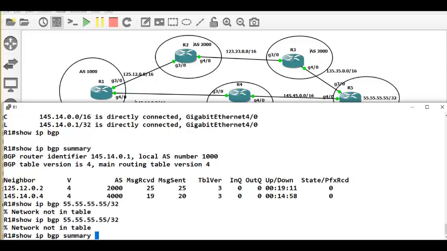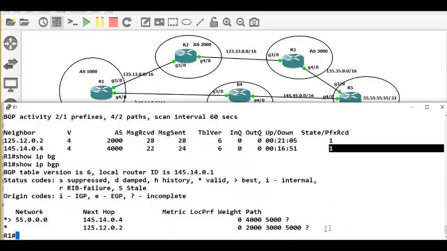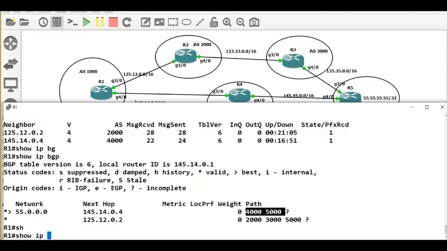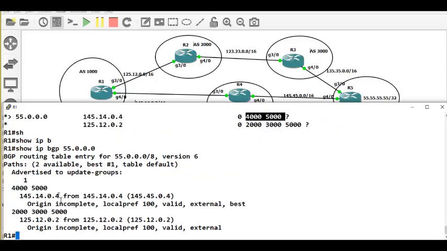Yeah, router 1 says I'm learning one prefix from both the neighbors. What is that prefix? 55.0.0.0. But you see both are incomplete only. So again it is going via router 4, because of less AS path. Show IP BGP 55.0.0.0. You can see that there are two paths. Path 1 is the best here. Why is router 4 the best? You see the origin is not IGP, it is incomplete.